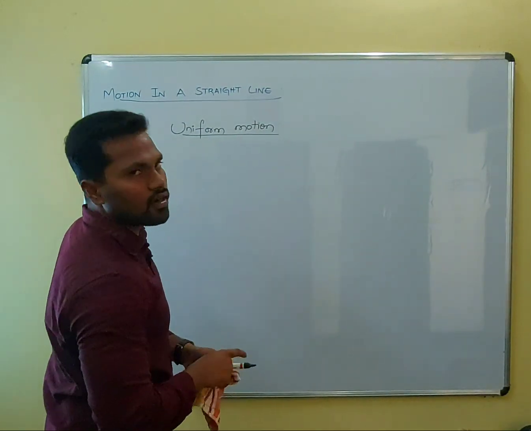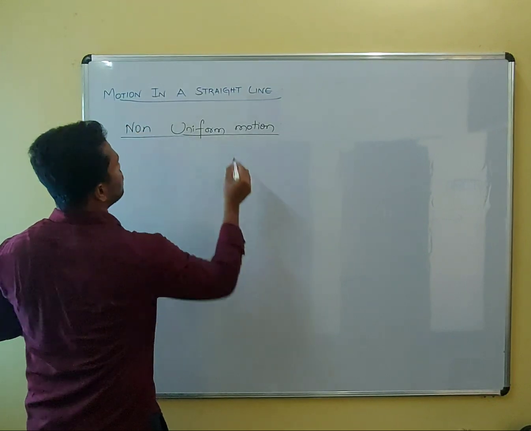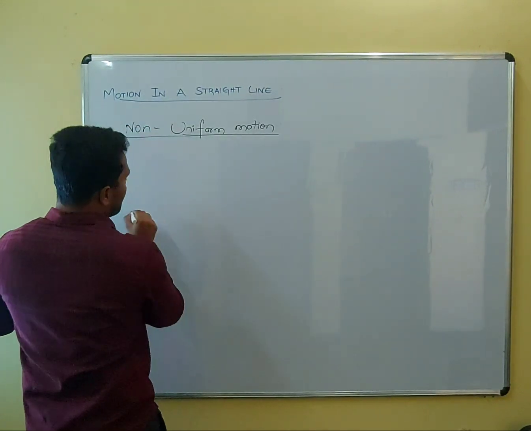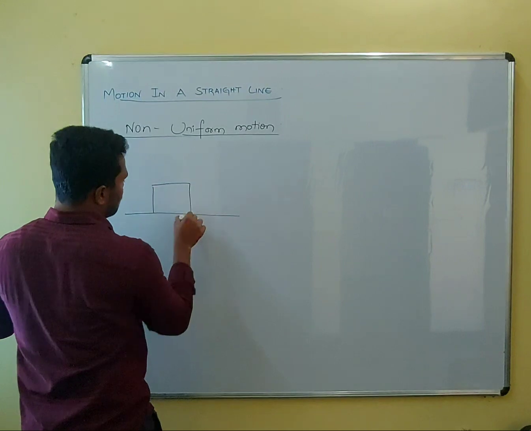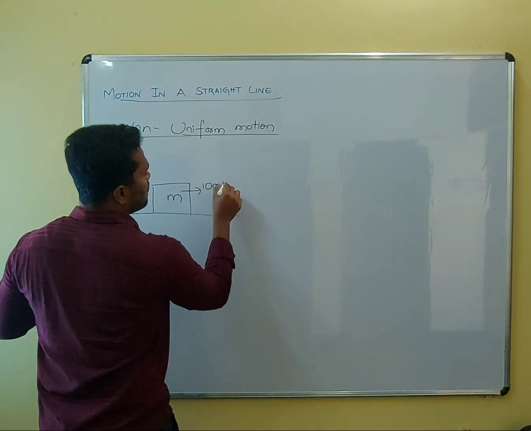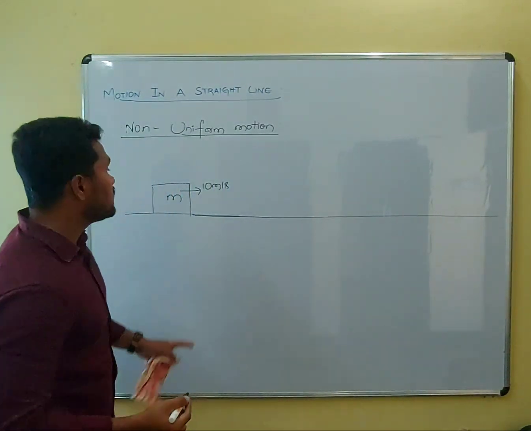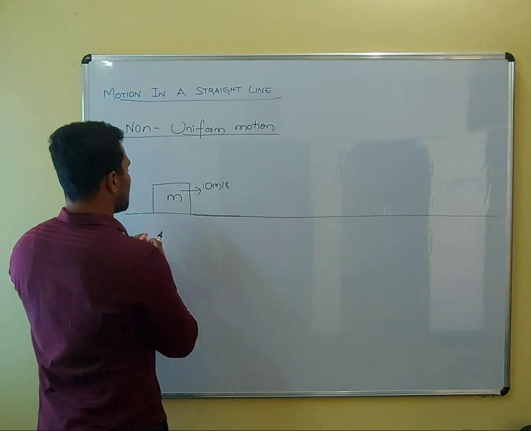the object travels unequal distances. Look at this. So, non-uniform motion. Let me consider the same object, mass m. Initially it is moving with a velocity of 10 meters per second. Are you getting it, students? Initially it is moving with a velocity of 10 meters per second.